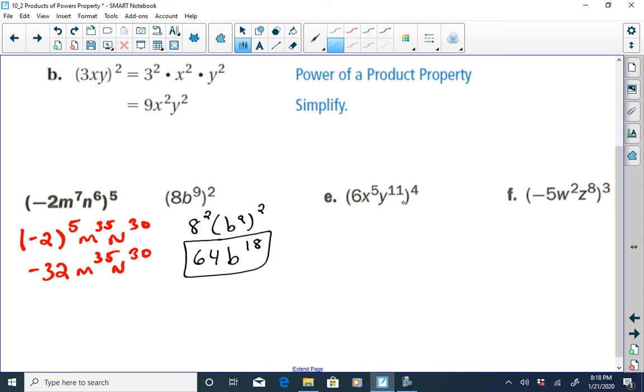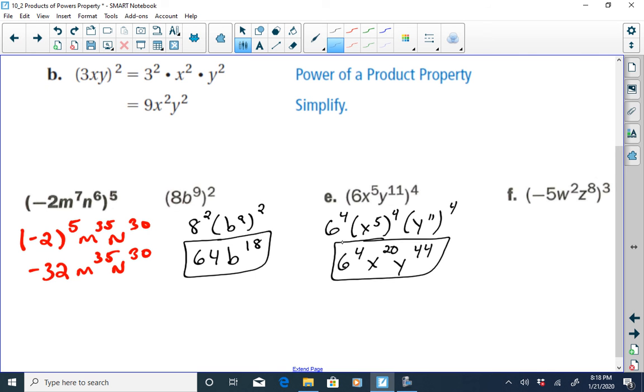All right. The next example here, we have 3 factors. 6 times x to the 5th times y to the 11th. Each of those factors has to be raised to the 4th power. So the 6 has to be raised to the 4th power. The x to the 5th has to be raised to the 4th power. The y to the 11th has to be raised to the 4th power. 6 to the 4th power, I'm not even going to evaluate that. And when they get a little large, you don't have to. So we're just going to leave the 6 to the 4th power. But this is going to be x to the 20th times y to the 44th power.